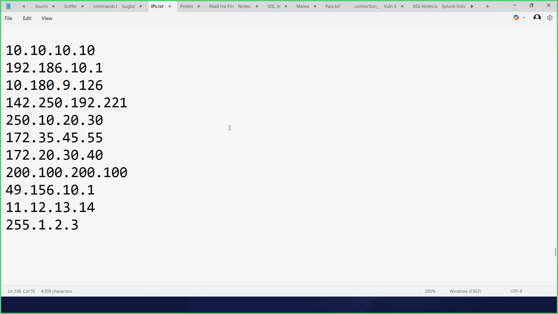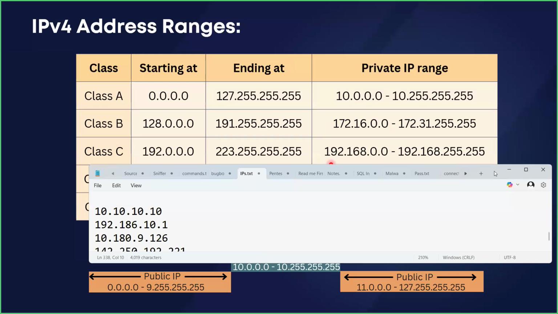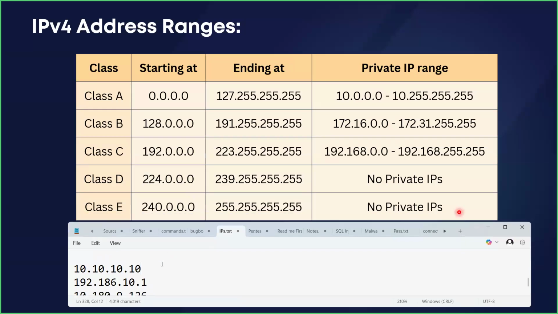Okay, so I've written down some random IPs here, guys. What I want you to do now is look at these ranges here, and tell me which IP belongs to which class and whether it's a public IP or a private IP. Okay, so let me give you the answer for the first one.